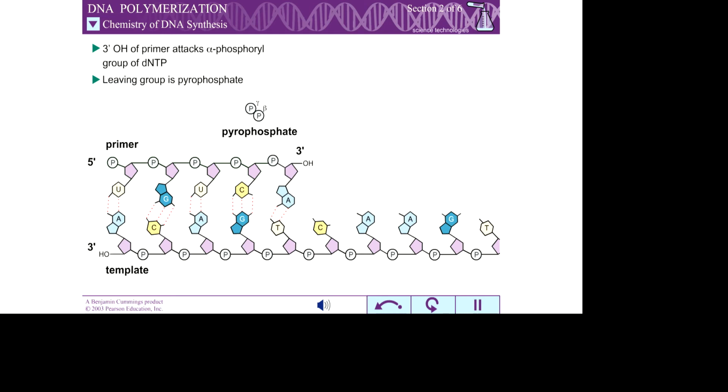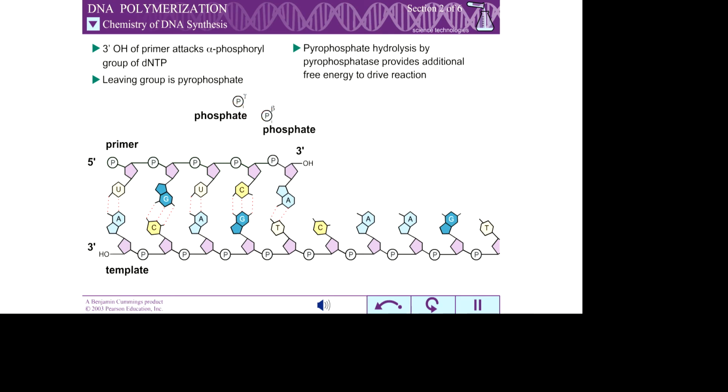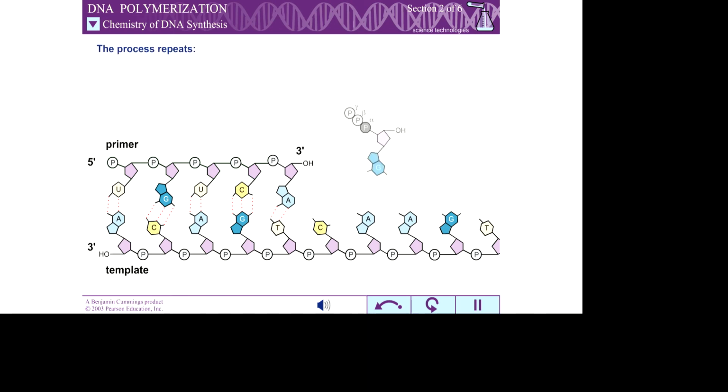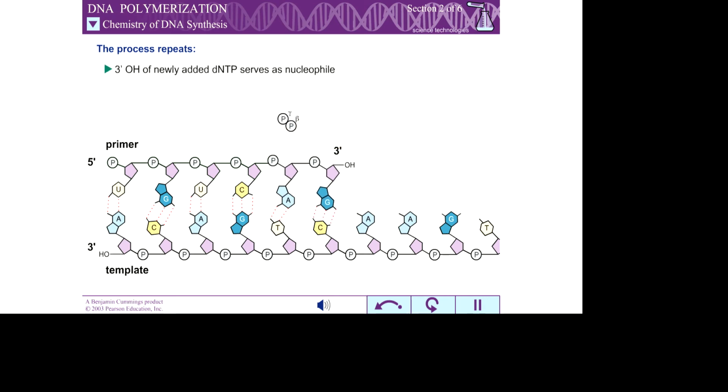The free energy change for this reaction is rather small. However, additional free energy is provided by the rapid hydrolysis of the pyrophosphate into two phosphate groups. This reaction is catalyzed by the enzyme pyrophosphatase. The process can then be repeated, with the 3' hydroxyl of the newly added dNTP serving as the nucleophile.